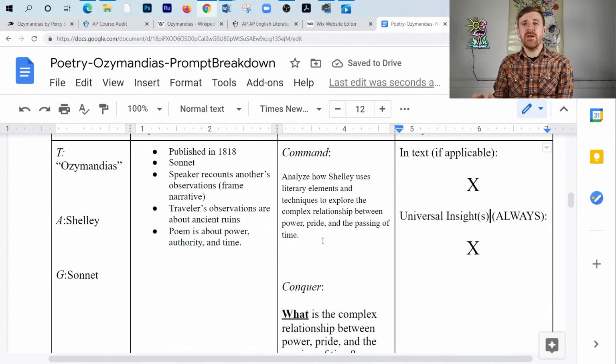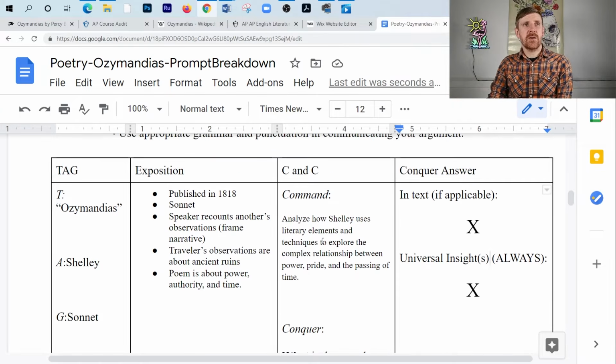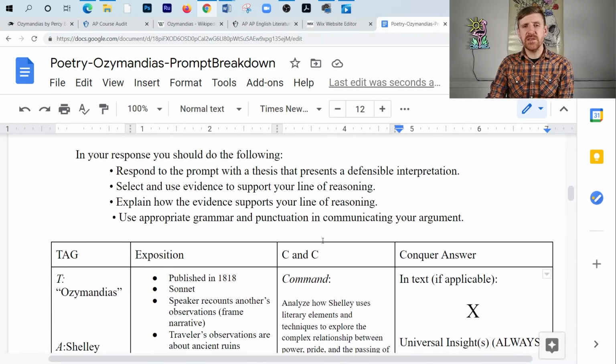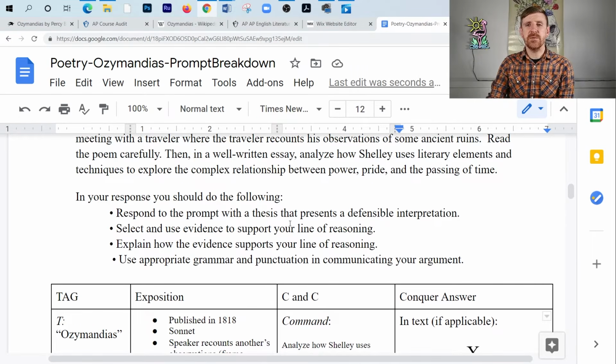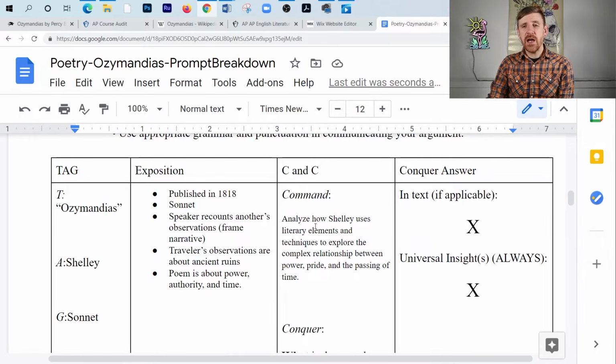We then want to break down what's called our command and our conquer. Okay, and you'll notice that this is the same thing I do with every other prompt. And the command always starts with the same word every single time. It's super easy, and it's the word analyze. So we would go from analyze all the way to the end of the sentence. That's what we are commanded to do in the essay that we write. It doesn't say describe, it doesn't say explain, it doesn't say summarize, it says analyze. So we need to make sure that we do that. So we want to know what analyze means.